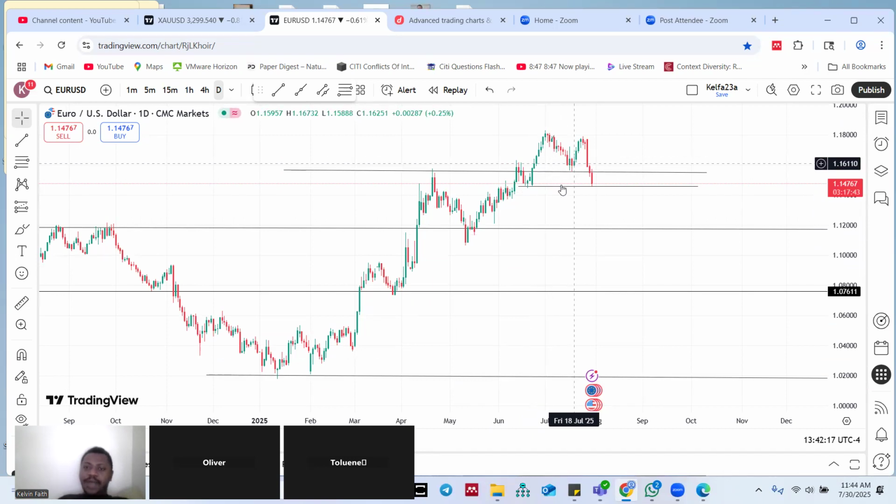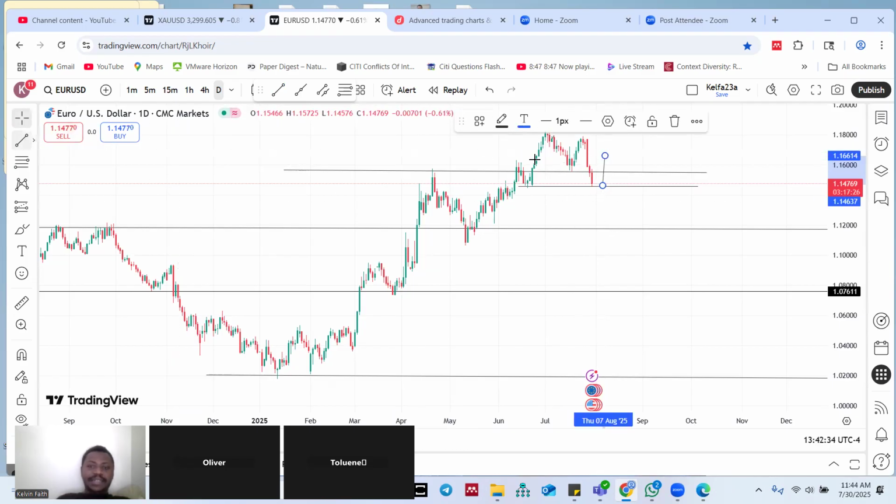So now we have a break, a change of structure, a change of direction. So we have to wait for a break of structure. Okay, so this change has happened. We have to wait for a push to the upside and a break. So once we see this break, it means we are now bearish.